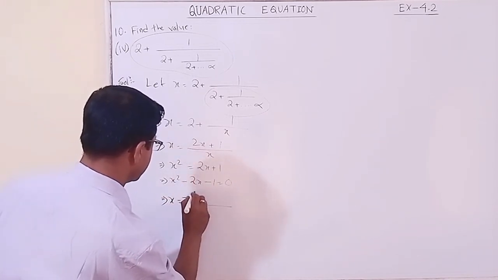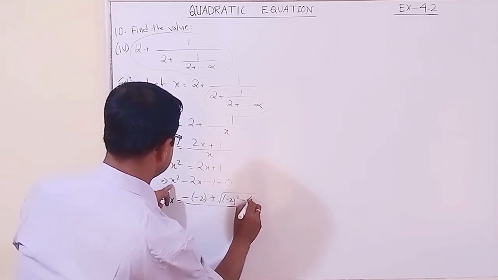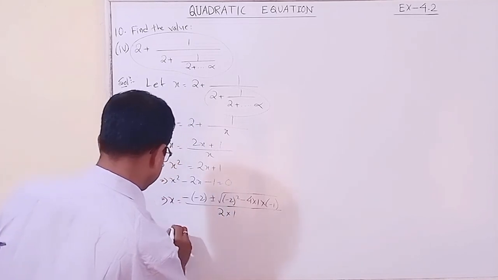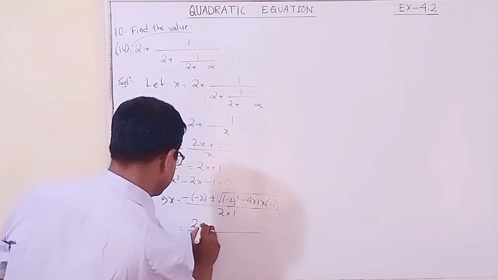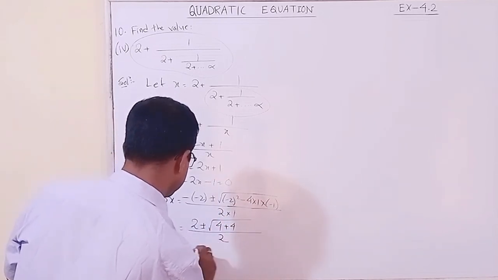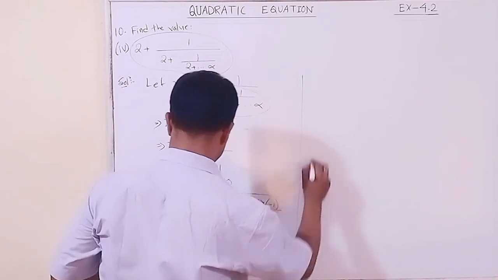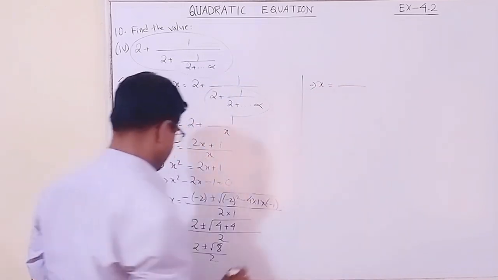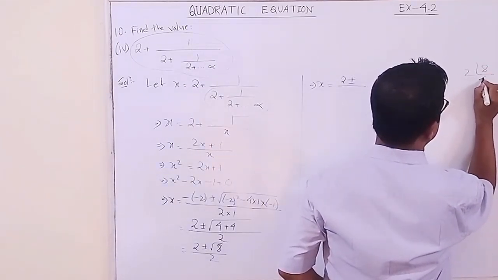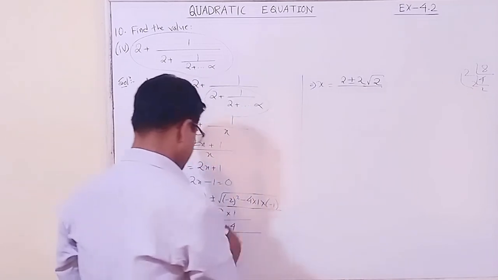Let us find the value of x by the quadratic formula. x equal to minus b plus minus root of b square minus 4ac, divided by twice a, where a is 1, b is minus 2 and c is minus 1. So x equals 2 plus minus root of 4 plus 4, that is root 8, by 2. What is the square root of 8? 2 root 2. So this is 2 root 2 divided by 2.